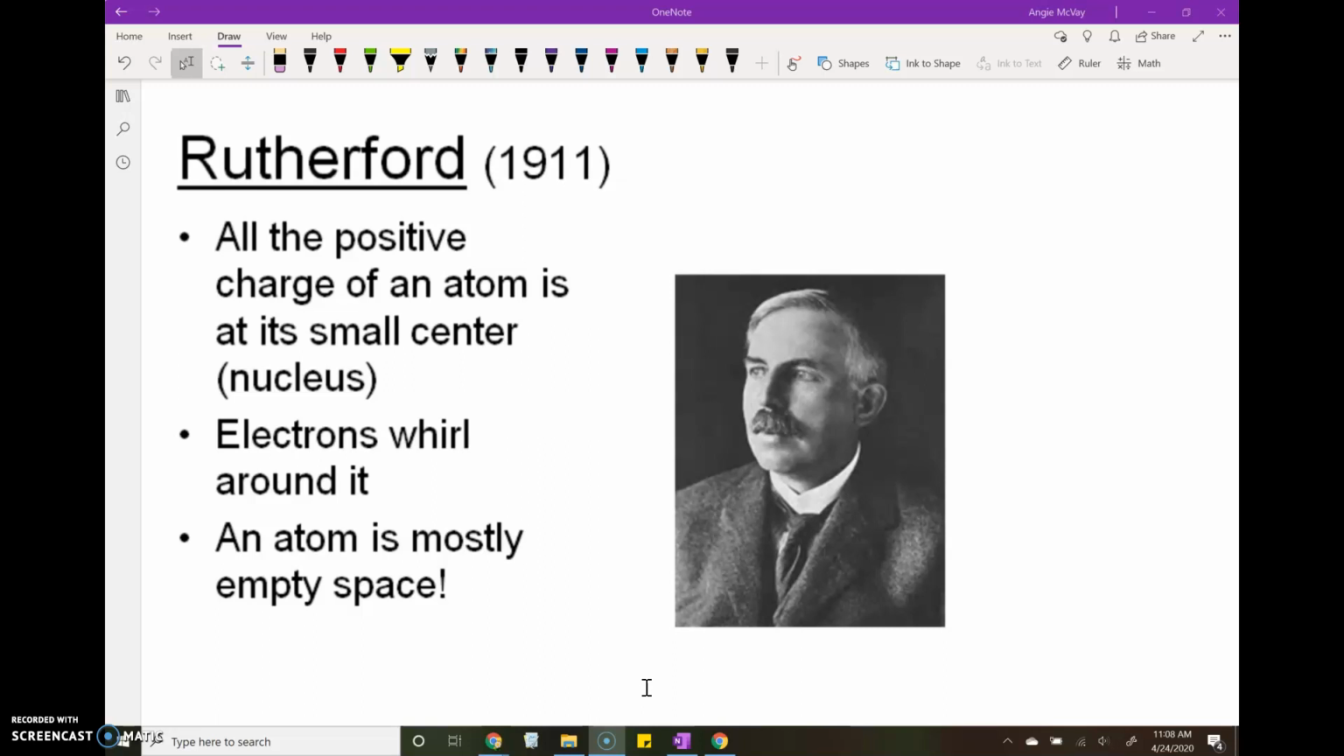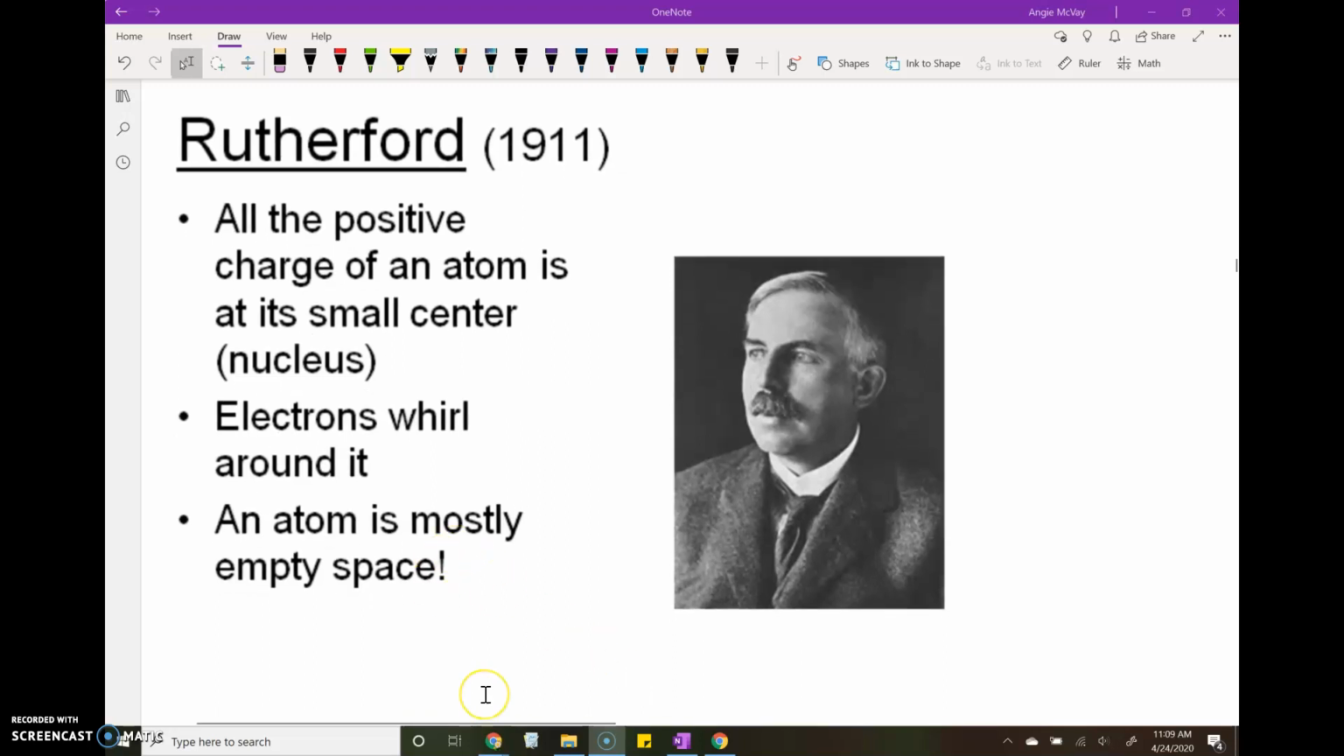And he said that he was so surprised by what he found here. It was as though he were to shoot an elephant gun, right? A gun with a very large bullet. Again, this was 1911. He was so surprised, as if he had shot an elephant gun at a piece of tissue paper and the bullet came bouncing back, right? That's how surprised he was by the result.